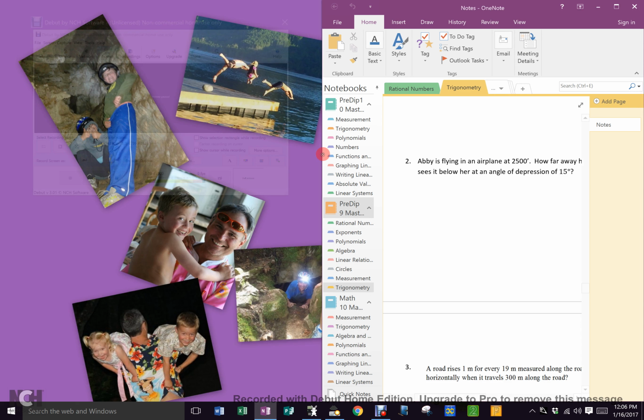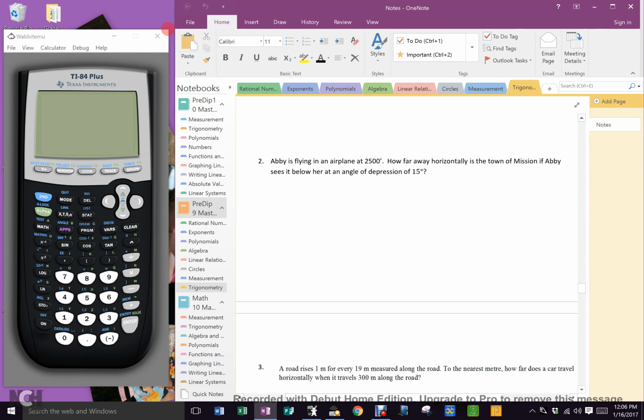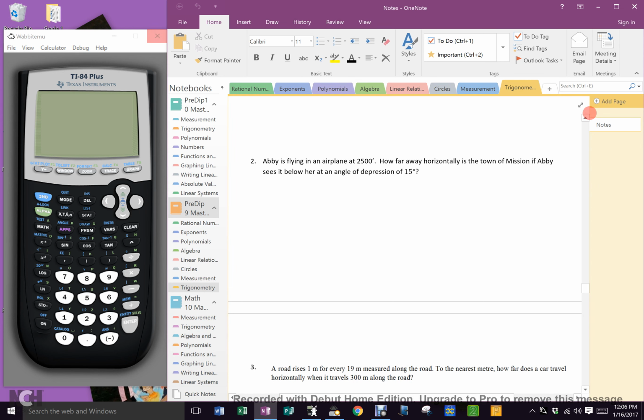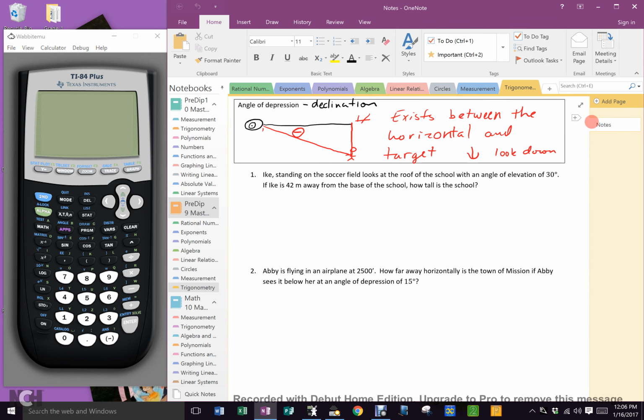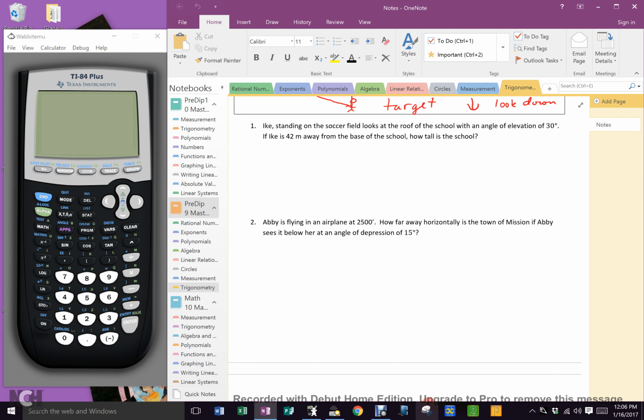All right, so look at that next question. And it's a word problem. And I know how you guys feel about word problems. They're not your favorites. But let's see if we can do it. Ike, standing on a soccer field, looks at the roof of the school with an angle of elevation of 30 degrees. If Ike is 42 meters away from the base of the school, how tall is the school?